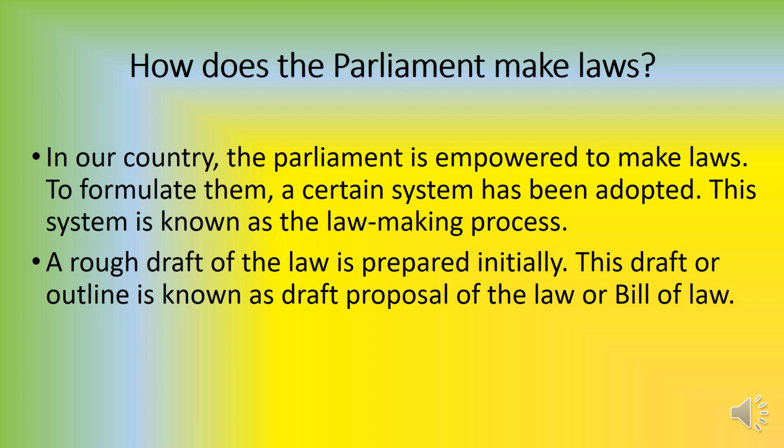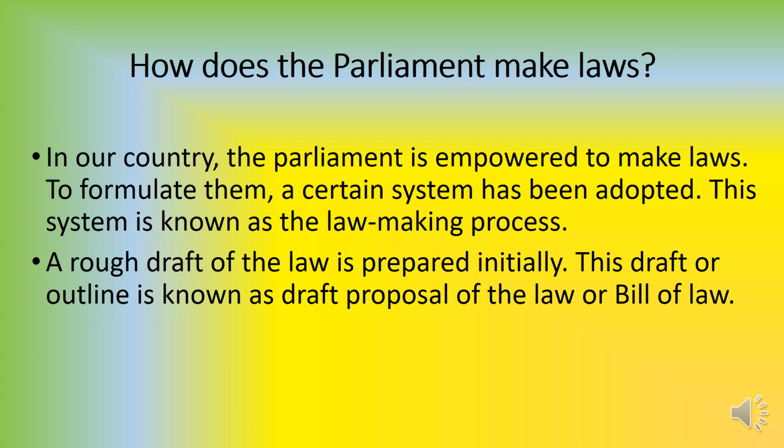Next slide, let us see how the parliament makes laws. Earlier we learned the parliament has the right to make laws and change laws. So how does the parliament make law? The parliament has the full authority, or is empowered, to make laws and to formulate them. A certain system has been adopted. There is a particular system which is adopted, and this system is called the law making procedure.